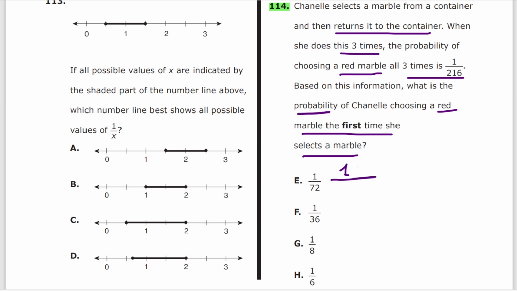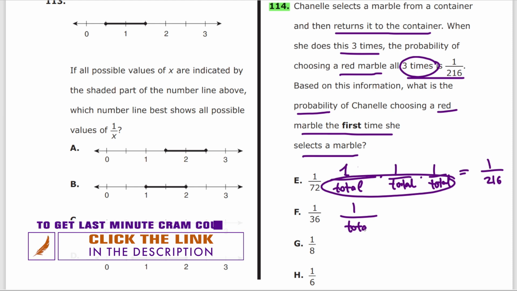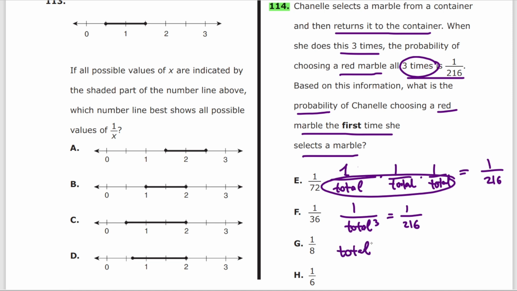And let's assume that the total number of marbles is total. We'll just call it total, right? So the probability of selecting the red marble the first time is 1 out of total. Second time is 1 out of total. And third time is also 1 out of total, because she selects it 3 times. So when you multiply them out, you're going to get 1 out of 216. So 1 over, when you multiply all these totals together, is just going to be total cubed, is equal to 1 out of 216. So it's clear that total number of marbles cubed is equal to 216.